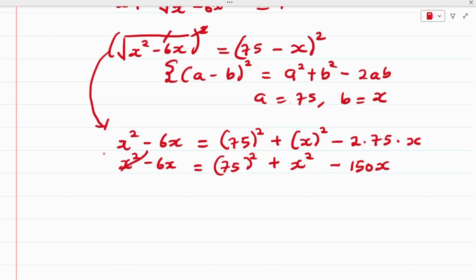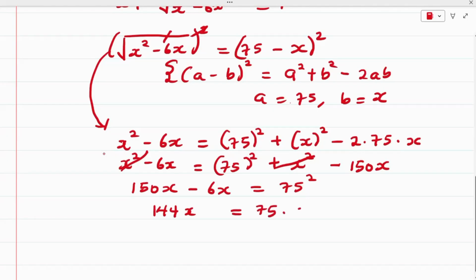Okay, so from here x square is going to cancel out x square, and we have 150x minus 6x is equals to 75 all square. Alright, so 150x minus 6x is going to give us 144x, which is equals to, now 75 square can be expressed as 75 multiply 75. So divide both sides by 144 to isolate x.